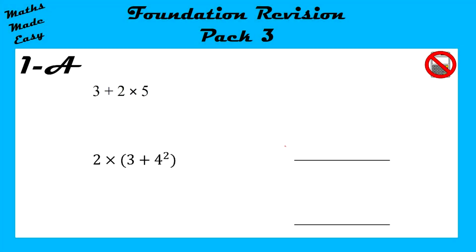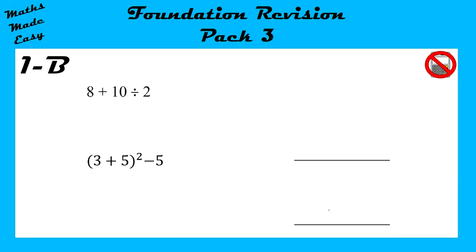Question 1a. So to do this one, I need to do the 2 times 5 first, which is 10, plus on the 3, and my answer is 13. For the second one, I'm going to complete the bit inside the brackets first. 4 squared is 16, plus the 3 is 19, and times by 2 is 38.